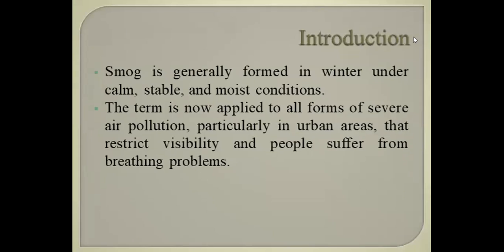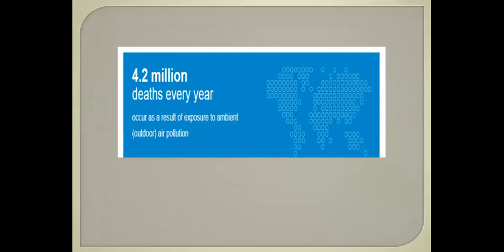Introduction. Smog is generally formed in winter under calm, stable, and moist conditions. The term is now applied to all forms of severe air pollution, particularly in urban areas, that restrict visibility and cause people to suffer from breathing problems. According to WHO, 4.2 million deaths every year occur as a result of exposure to ambient outdoor air pollution.